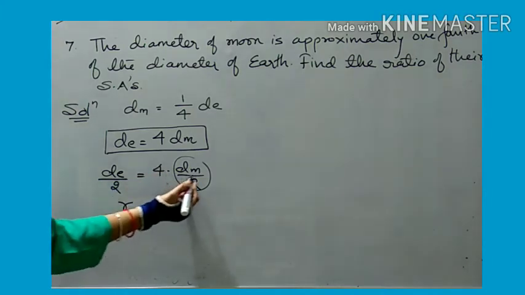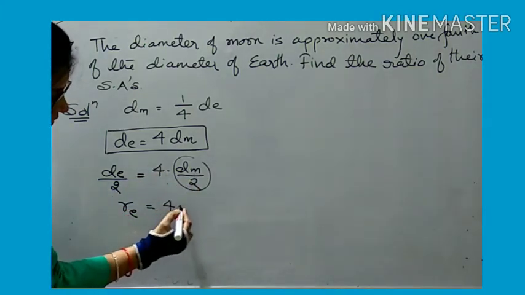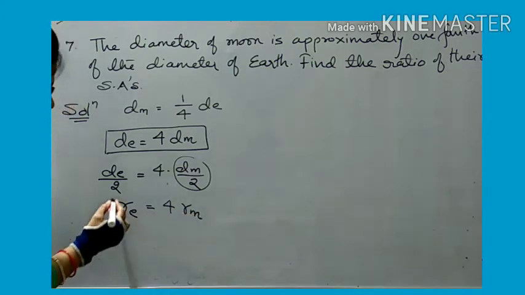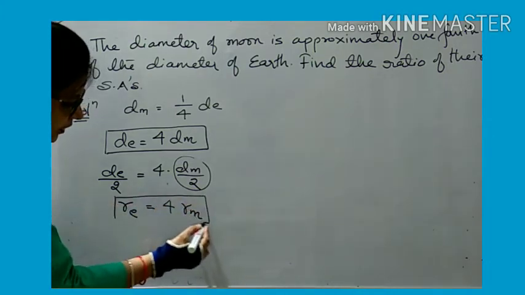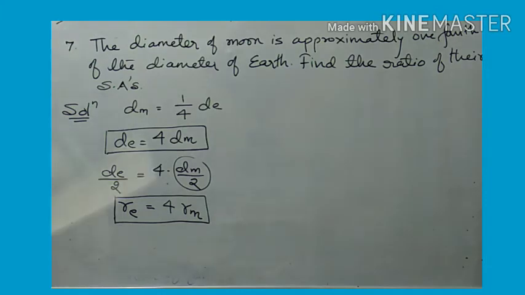Diameter of moon upon 2. So this will give you the radius of the moon. So what is the relation? What we have done? dE upon 2. So diameter upon 2, it means अर्थ का डायमीटर है, उसको 2 से डिवाइड कर रहे हैं तो रेडियस ऑफ अर्थ आ जाएगा. This is dm upon 2. So what is dm upon 2? This is the radius of the moon. So what is the relation which we have got? The radius of earth is equal to 4 times radius of moon.